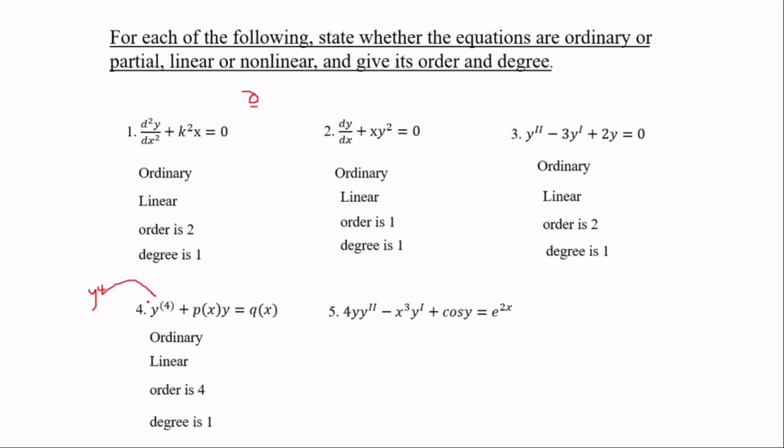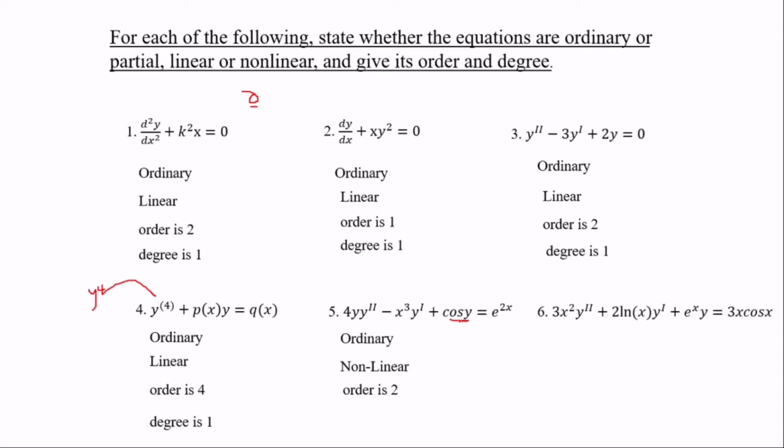With the fifth one, one of the rules is that you shouldn't have the dependent variable multiplying a transcendental function. As you've seen here, this is multiplying a transcendental function, which makes this an ordinary differential equation, but it is non-linear because it does not satisfy one of the rules, and the order is 2. The degree can be found similarly.